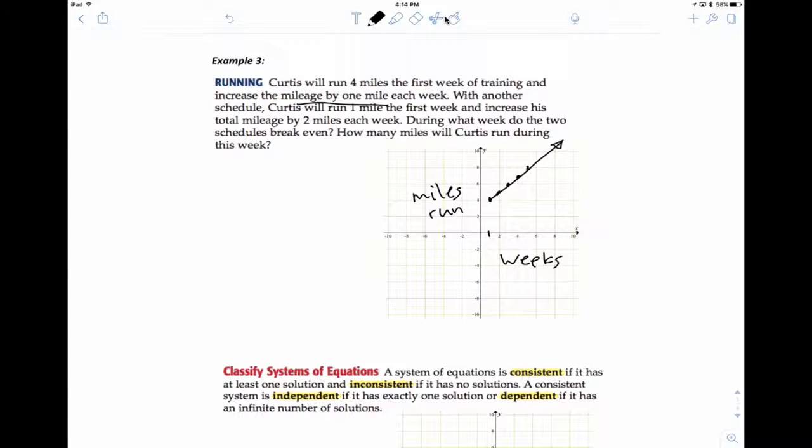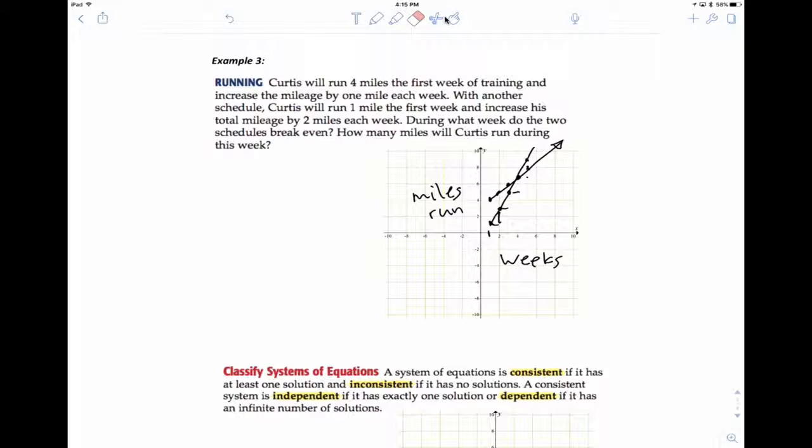With another schedule, Curtis will run 1 mile in the first week, so he starts with less, but increases total mileage by 2 miles each week. So for every increase in x, we have an increase of 2 in the y, slope of 2. So 1, 2, 1, 2, 1, 2. So if I join those points, you can see there's a point with this second strategy where he's actually going to be running more miles per week. And I guess that's the question.